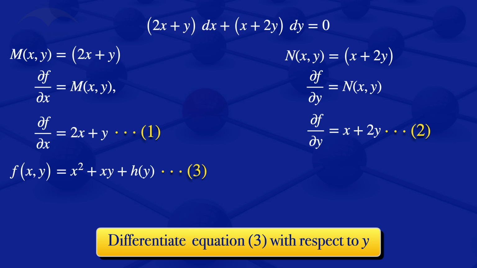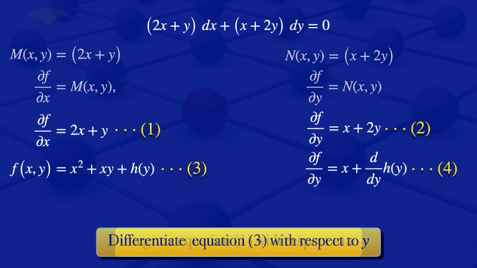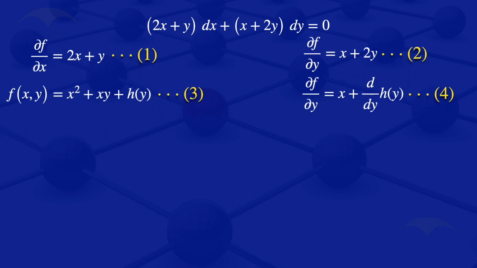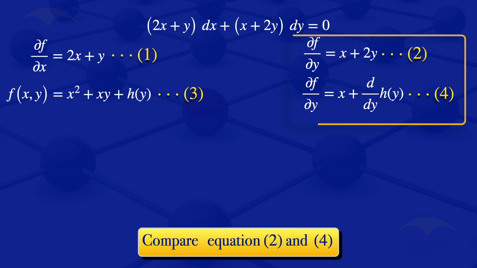So what we would have there is the partial derivative of f with respect to y is equals to x plus the derivative of h of y with respect to y. I'll then go on and label this equation, equation number 4. So we have those equations now. But let us now go on and compare equations 2 and 4 of these equations here.